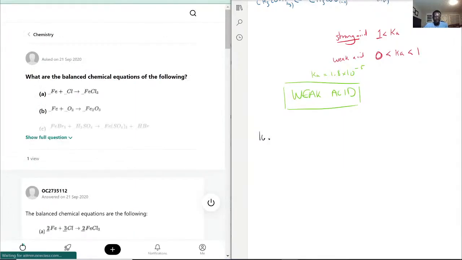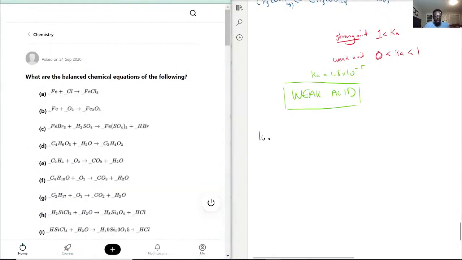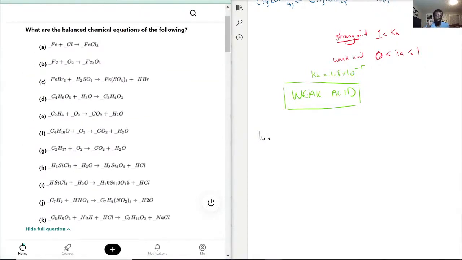What are the balanced chemical equations for the following? Oh, wow. Wow, indeed. This is going to take us a little bit of time. So, with that being said, balanced chemical equations for the following.